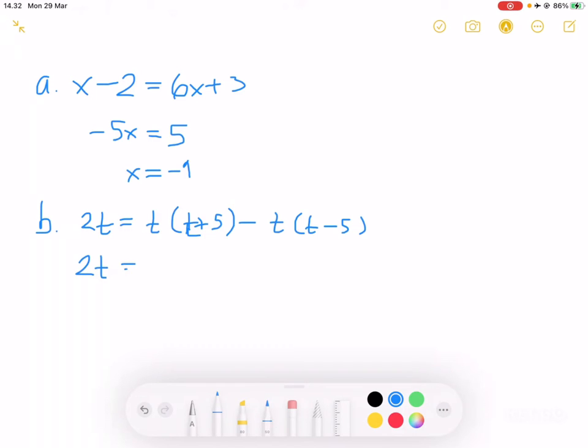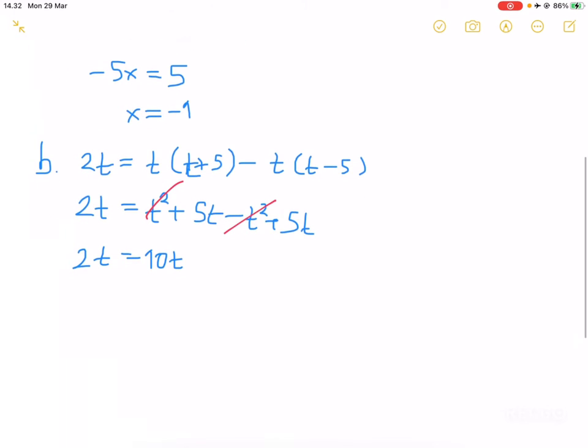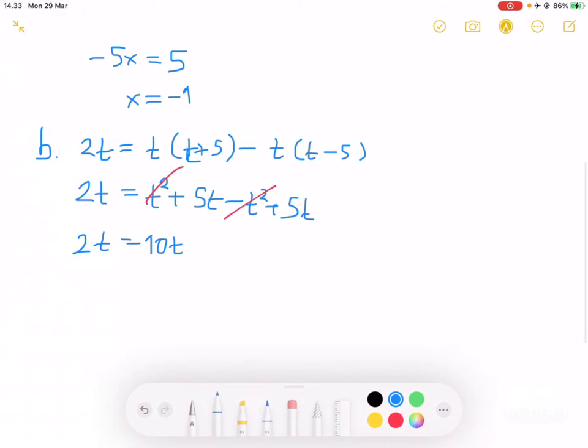So 2t will stay the same. We can distribute these, so we have t squared plus 5t. So negative t, distribute that into these expressions. So we have t squared minus 5t. And as I've said before, the t squares will cancel out, and you're left with 2t is equal to 10t. Well, you can just subtract 2t on both sides to get 8t is equal to 0, and you'll get that t is equal to 0.